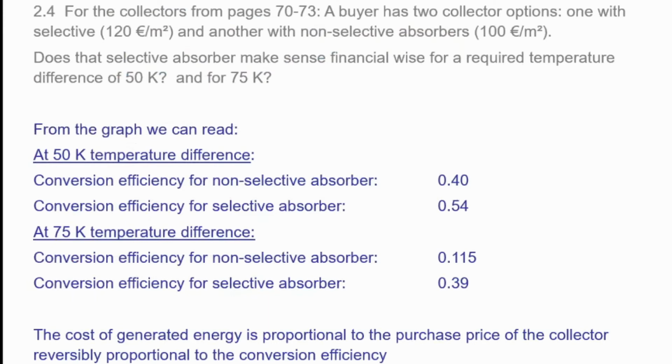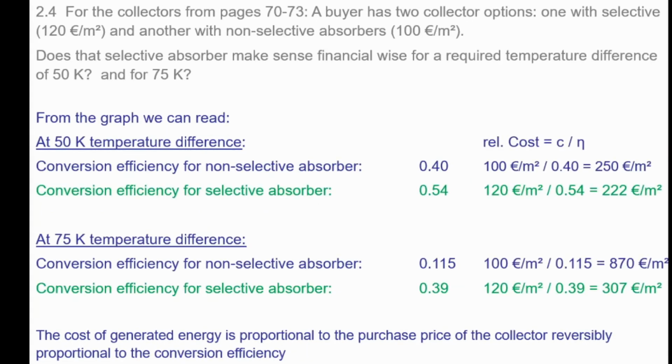So we took from the graph the conversion efficiency at 50 Kelvin. We saw 40% conversion efficiency for the non-selective absorber and 54% for the selective absorber. At 75 Kelvin temperature difference, we see exactly 11.5%, while the conversion efficiency with the selective absorber is significantly higher, at 39%. So we take a look.